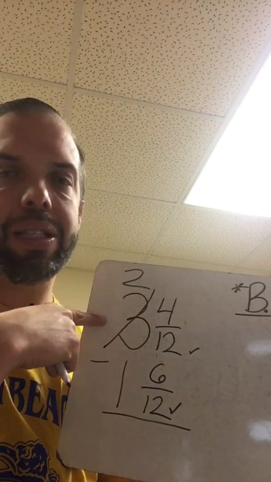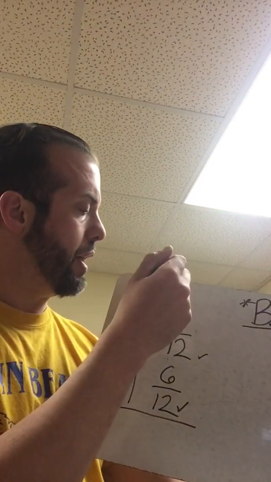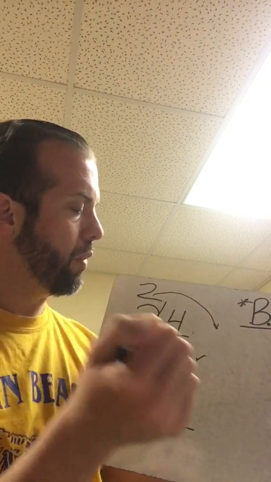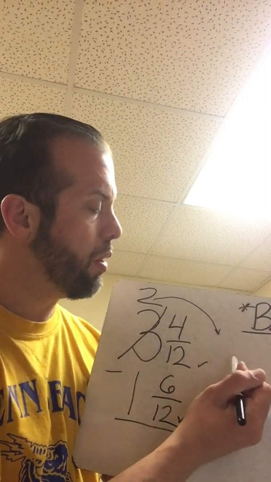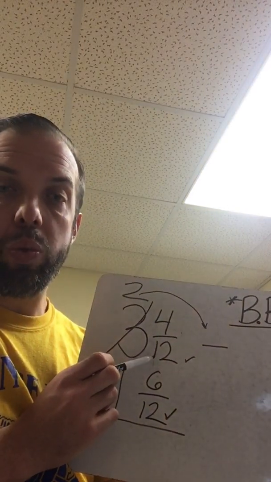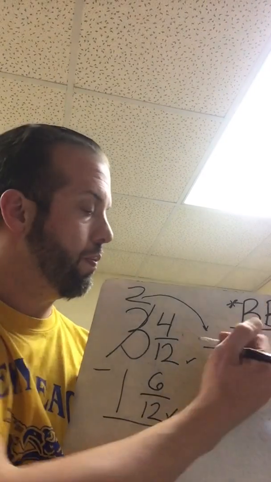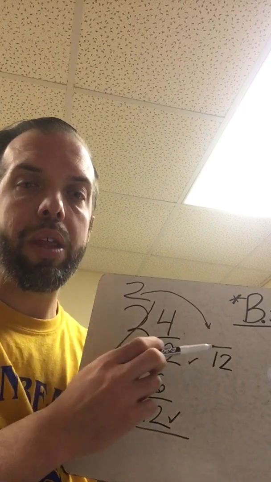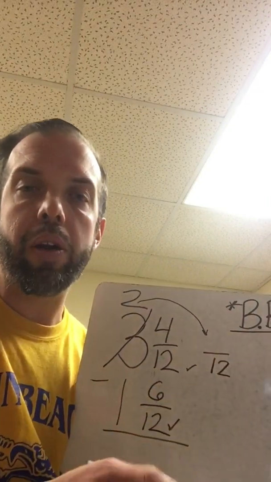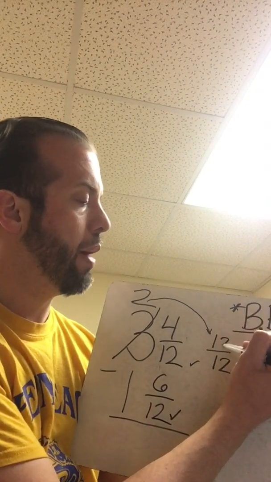That 1 that I'm borrowing, this is the tricky part where everyone gets messed up. The 1 that I'm borrowing from the 3, it's not disappearing, it's not going away. I'm actually going to rewrite that over here. But how do I know what to write it as? Well, I'm going to write the 1 as a fraction. I'm going to look at my denominator, which is 12. The denominators have to match. That's a clue. Now, I know that this fraction has to equal 1. So we learned that anytime a fraction equals 1, the numerator and denominator are going to be the same. So I'm just going to put another 12.